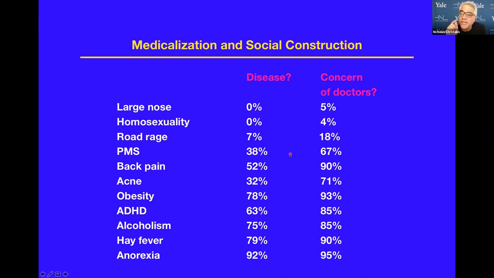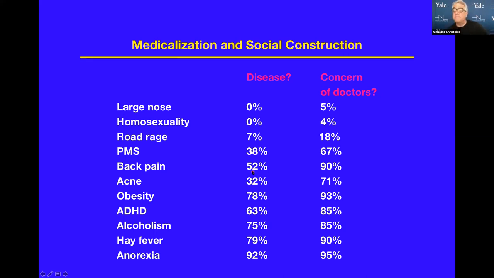Now, this is politically very dicey, right? Because on the one hand, you want women who are having this bodily experience to be able to have a name for it and seek medical care if they want. On the other hand, many people argue, no, we shouldn't be problematizing the normal functioning of women's bodies. Why should we be labeling this as a disease state? 38% of Yaleys thought that PMS was a disease.